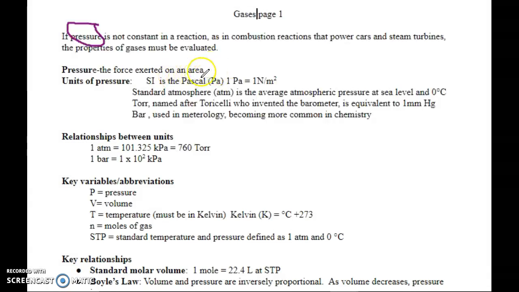The unit is the Pascal, which is Pa, which is 1 Newton per meter squared. Newton is the force, and area is meters squared. A standard atmosphere is the average atmospheric pressure at sea level and 0 degrees Celsius. The torr was named after Torricelli, who invented the barometer, and is equivalent to 1 millimeter of mercury. Remember, original barometers worked on a column of mercury, so its rising and falling was measured in millimeters.